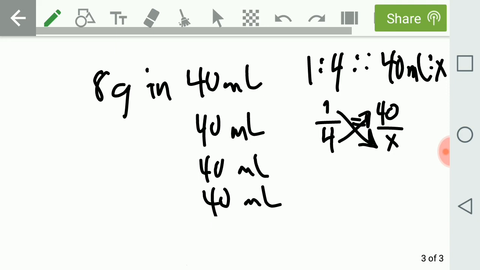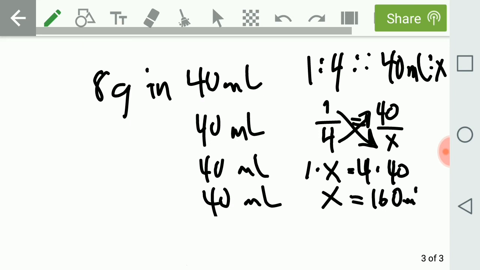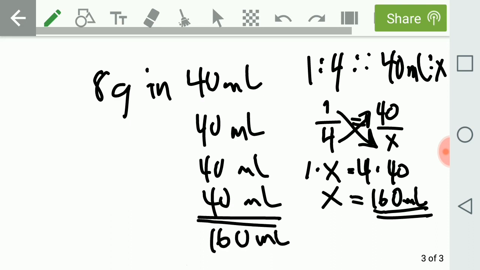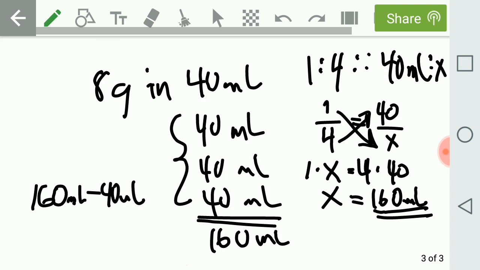You cross multiply and you get 1 times X equals 4 times 40, and therefore X equals 160 milliliters. This represents the total number of milliliters. So the question is asking us, how many milliliters will we add? Well, we already have 40. So we take 160 milliliters and subtract 40 milliliters. We get 120 milliliters that we had to add. And that is our answer.